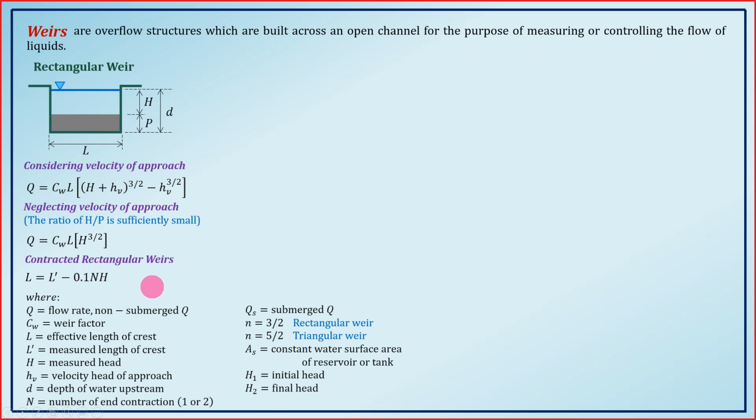Yan. Then, CW, nakikita nyo may CW sa equation natin for the Q. That CW is a weir factor. Ayan. And we have a lot of values for this CW na kakabisaduhin. So, unang-una dyan is the standard weir factor CW, which is nagre-require na alam mo yung C, yung coefficient of discharge ng ating weir. Yan, coefficient of discharge. 2/3 C square root ng 2g.